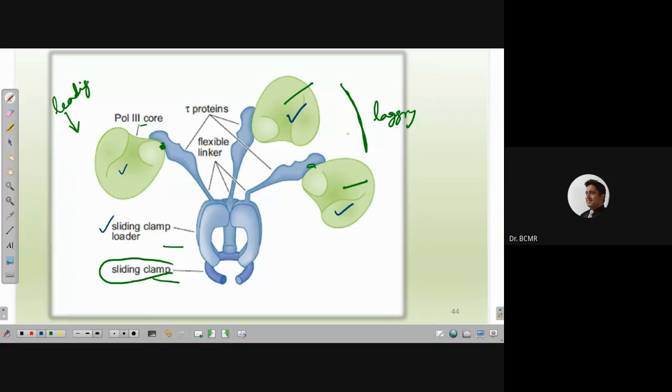So for the lagging strand, you need 2 different DNA polymerases, one after one. They will work to polymerize the lagging strand discontinuously. Whereas the other polymerase, the one working on the leading strand, will keep on polymerizing it continuously. So this is a complex mechanism.